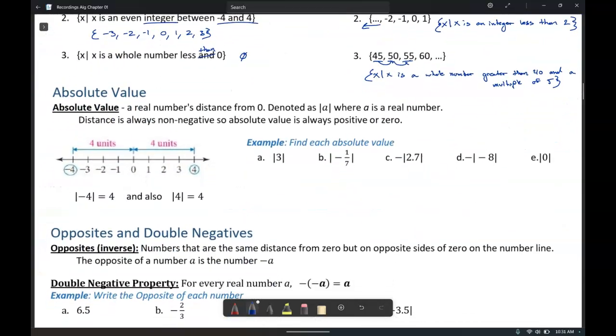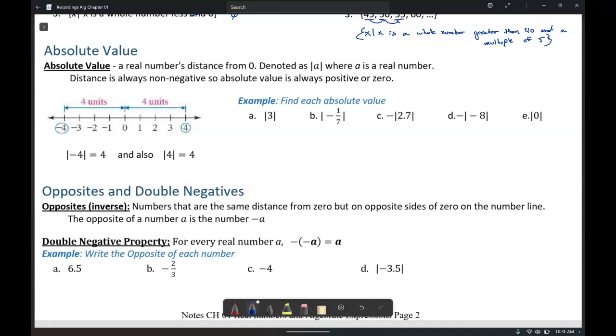Absolute value is our next topic we're going to talk about, and I mentioned it a little bit in an earlier unit. Absolute value is a real number's distance from 0, so how many units we can find it from 0. It's denoted by the vertical bars, where a is any real number. Distance is always non-negative, so that means absolute value has to be either positive or 0. You can't walk -5 feet. That's 5 feet in a certain direction. And so absolute value measures distance.